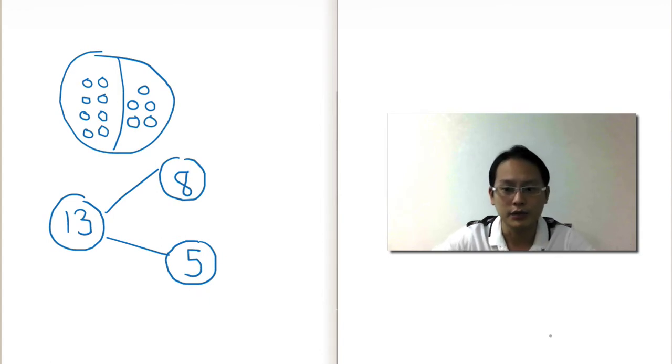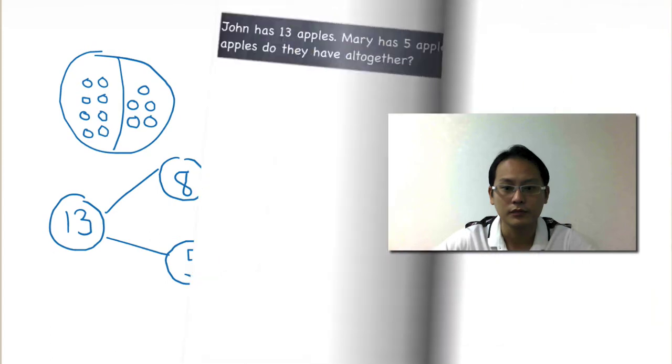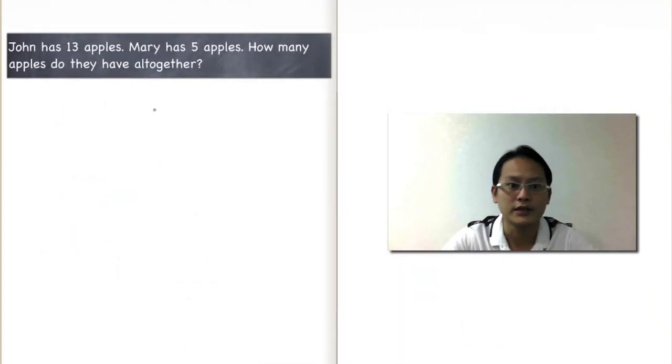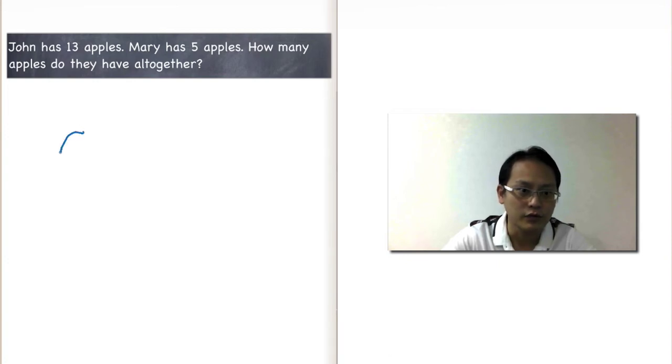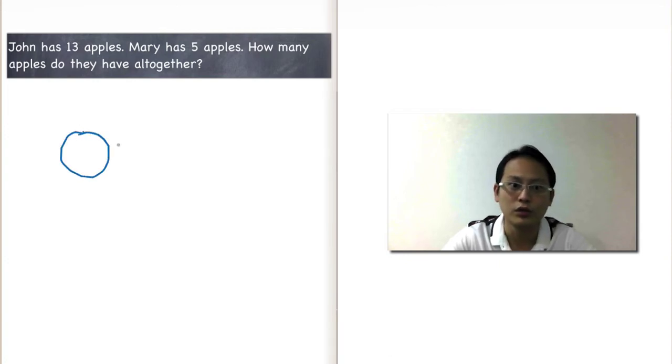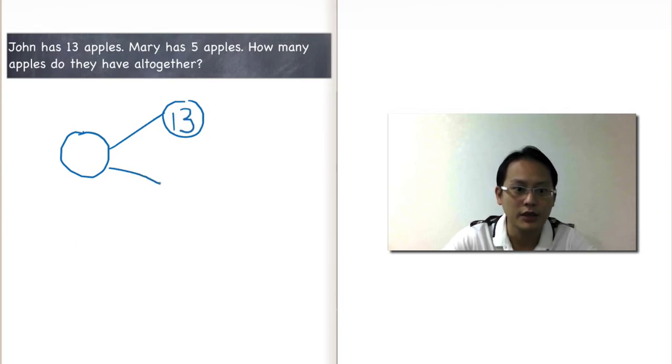Let's look at the first example. John has 13 apples. Mary has 5 apples. How many apples do they have altogether? So applying the part whole concept, we don't know in total how many they have, but we know that one part, John, has 13 apples, and the other part, Mary, has 5 apples. We do not know what this is.